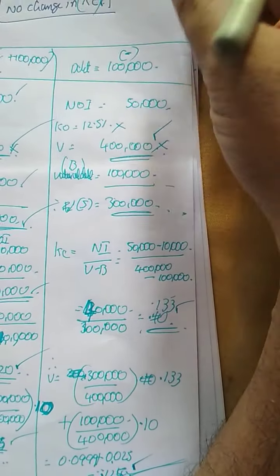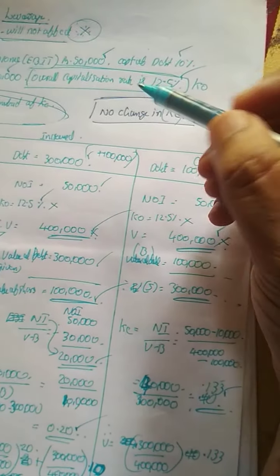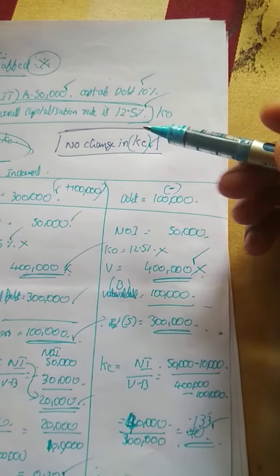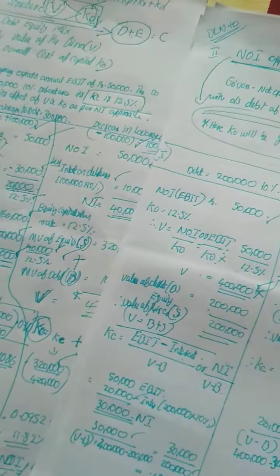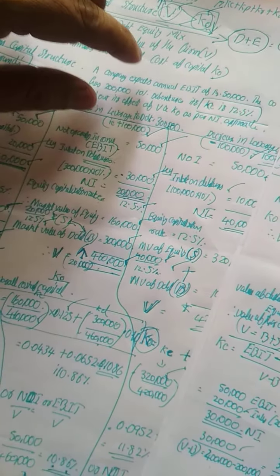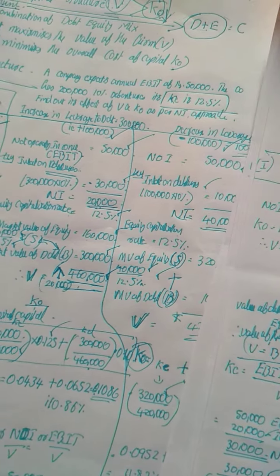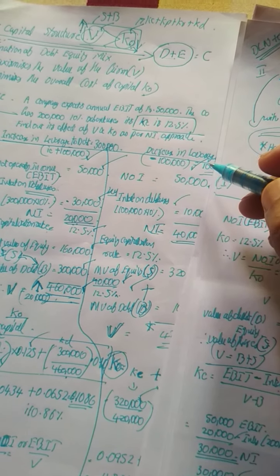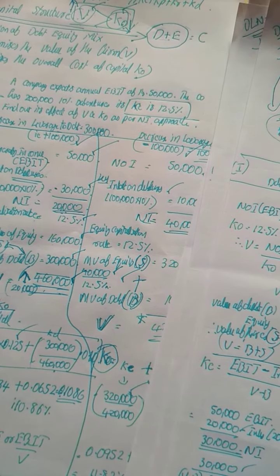So what is the fundamental difference between the net operating income and net income approach? Under net income approach, I'm repeating it once more, any increase in the leverage or any increase in the borrowed capital will increase the value of the company and decrease the overall cost of capital. And any decrease in the leverage or borrowed capital will decrease the value of the company and increase the overall cost of capital.